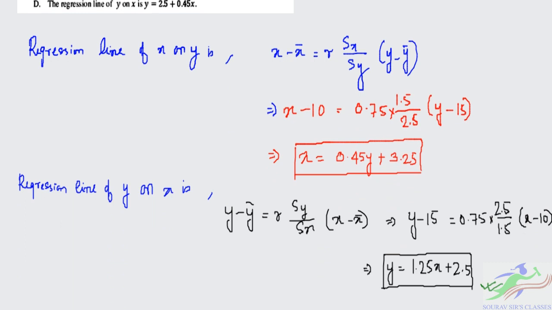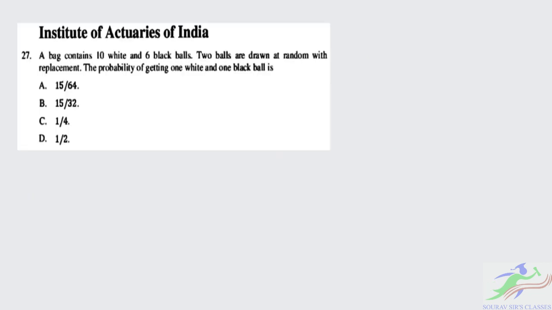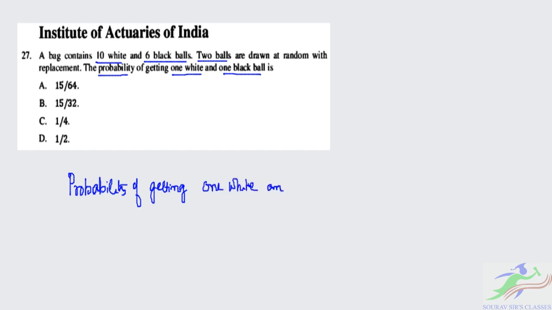Okay, so let's next move to the next question, that is question number 27. The question is asking: a bag contains 10 white and 6 black balls, right? 2 balls are drawn at random with replacement. So the probability of getting 1 white and 1 black ball is, so it is a very straightforward sum. So we have to find the probability of getting 1 white and 1 black ball.